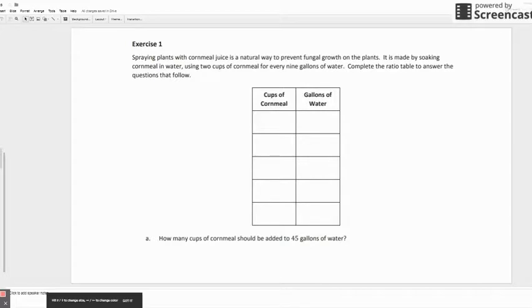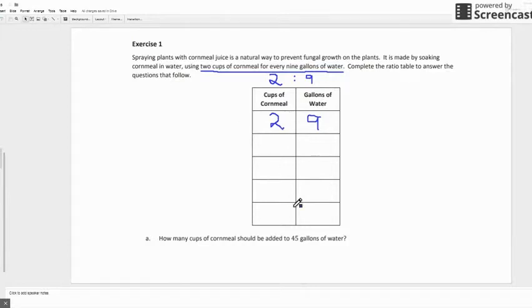So we should identify the ratio that is given. If we look up here, 2 cups of cornmeal for every 9 gallons of water. So we should identify that we have a 2 to 9 ratio. So that would be our first box. So we simply identify the ratio, and then of course we plug it into the top.